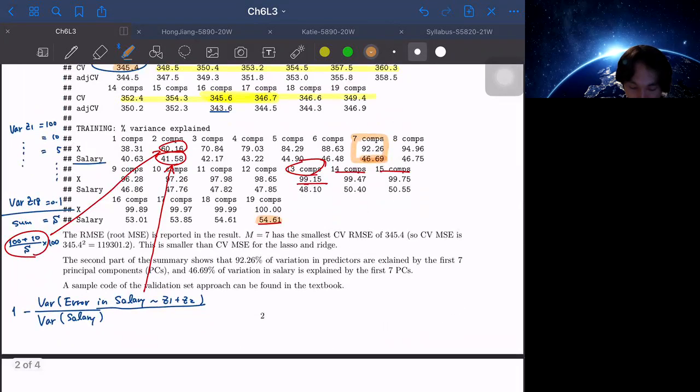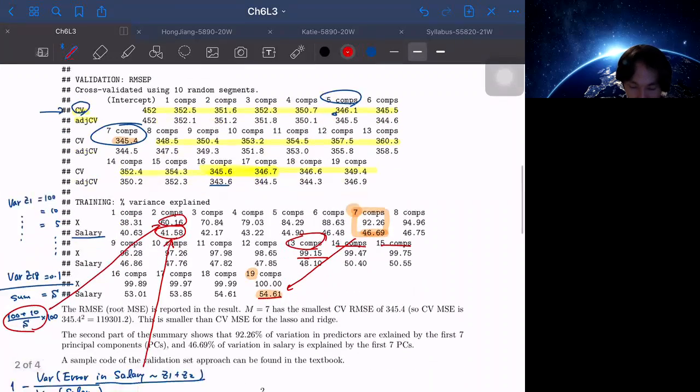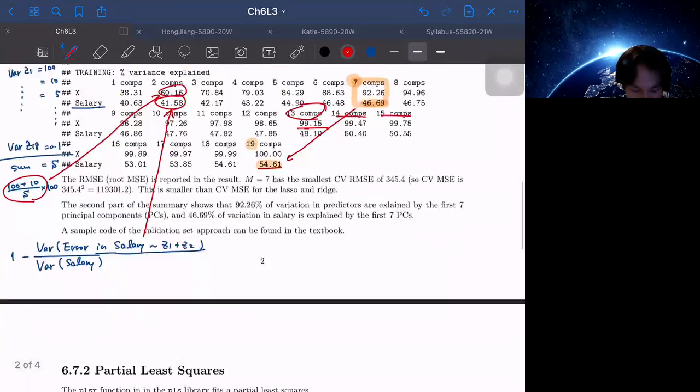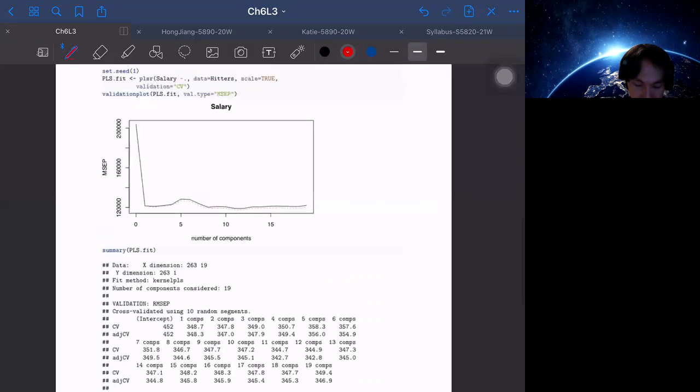So with more components, we can explain more. But even if we increase the number of components from 7 to 19, the increase isn't really dramatic. Maybe 47 to 55 is large, but in terms of cross-validation, 7 is better than 19. Any questions?